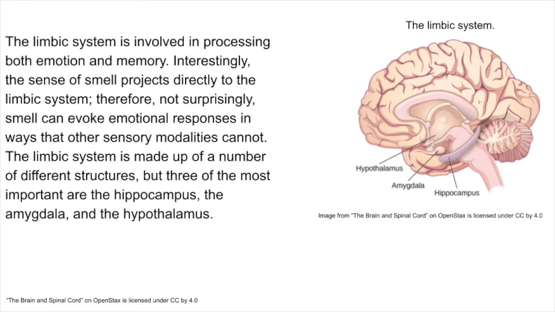The limbic system is involved in processing both emotion and memory. Interestingly, the sense of smell projects directly to the limbic system. Therefore, not surprisingly, smell can evoke emotional responses in ways that other sensory modalities cannot. The limbic system is made up of a number of different structures, but 3 of the most important are the hippocampus, the amygdala, and the hypothalamus.